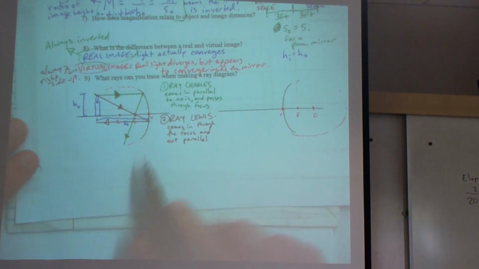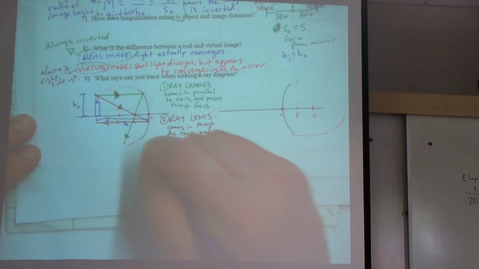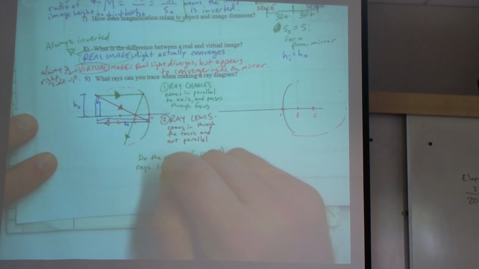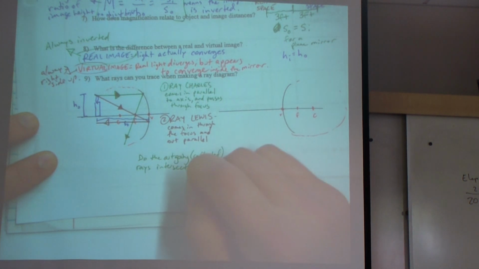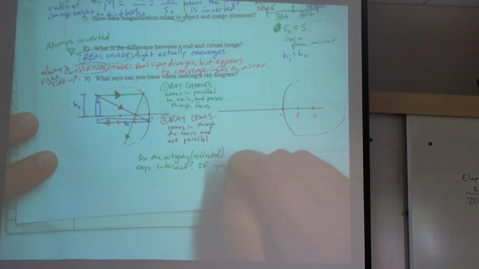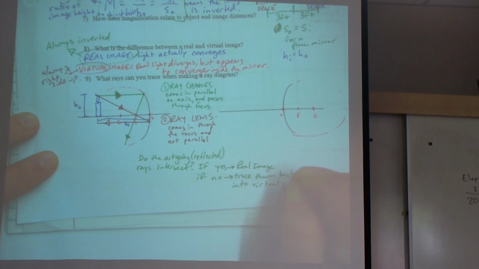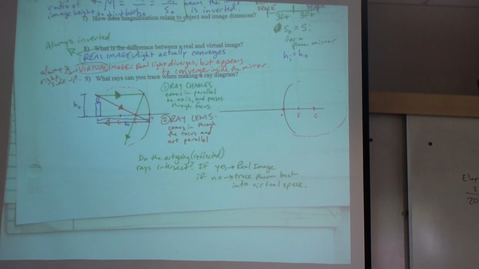So you get to this point, and then you ask yourself a question. The question you ask yourself is, do the outgoing, I don't know why I call it outgoing, reflected rays intersect? If yes, then you have a real image. If no, trace them back into virtual space. So what do we have? Do these guys intersect each other? Where do they intersect?